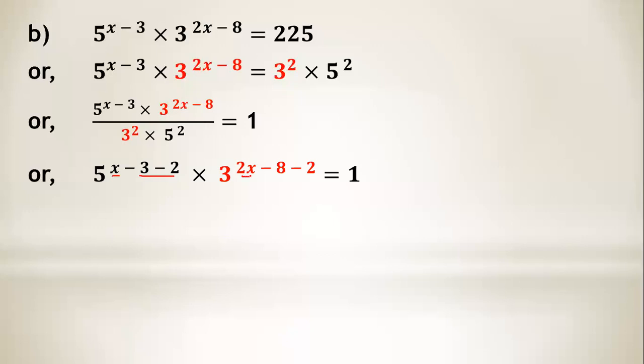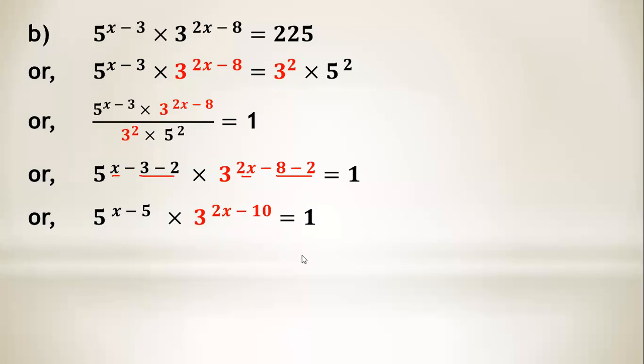Similarly, here is 2x, and here is minus 8 minus 2. That means minus 10. Yes. So now we have arrived at the step of writing 5 to the power x minus 5 times 3 to the power 2x minus 10 equals 1.